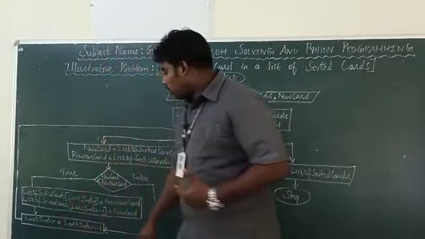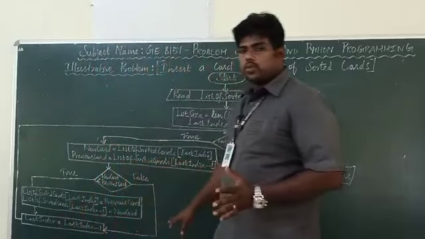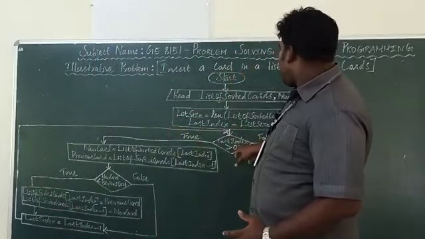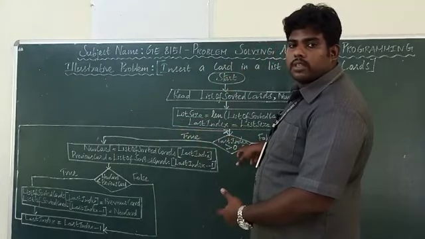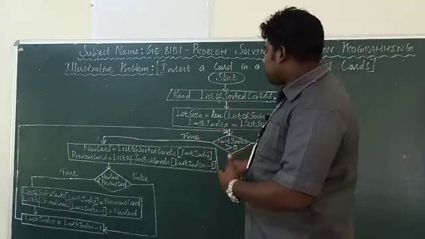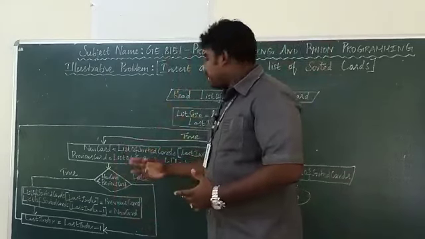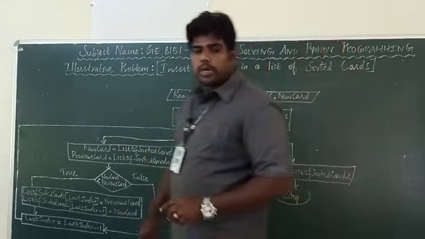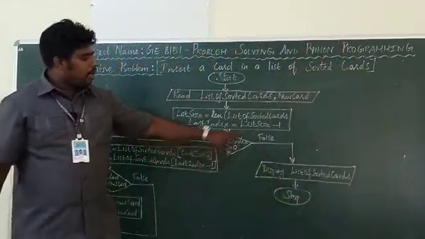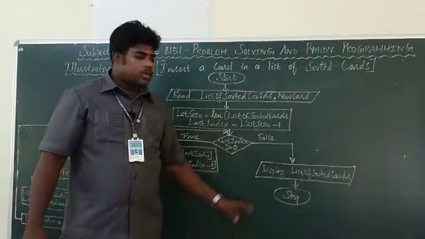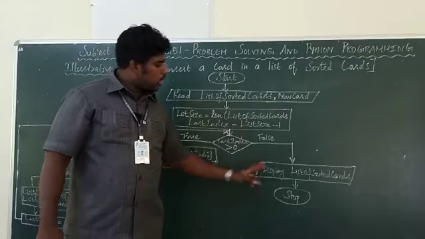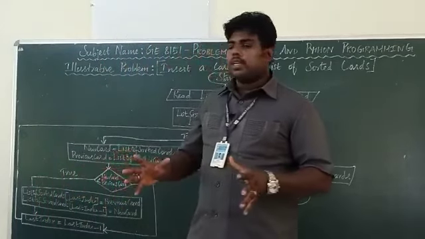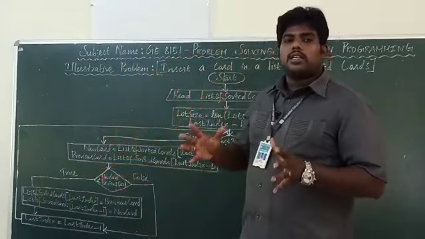Last, you have to decrement the loop: last index equal to last index minus 1. Again, it's a loop, right? Repetition, so it comes back to the while loop. Now the last index has been reduced. Again you are checking the condition whether it is greater than 0. If the condition is true, the same thing will be repeated again and again till the last index value reaches 1. Once the condition is false, it will display the list. Display means output, so we use a parallelogram symbol. Then stop the program. I hope you understand these concepts of inserting a card in the list of sorted cards.